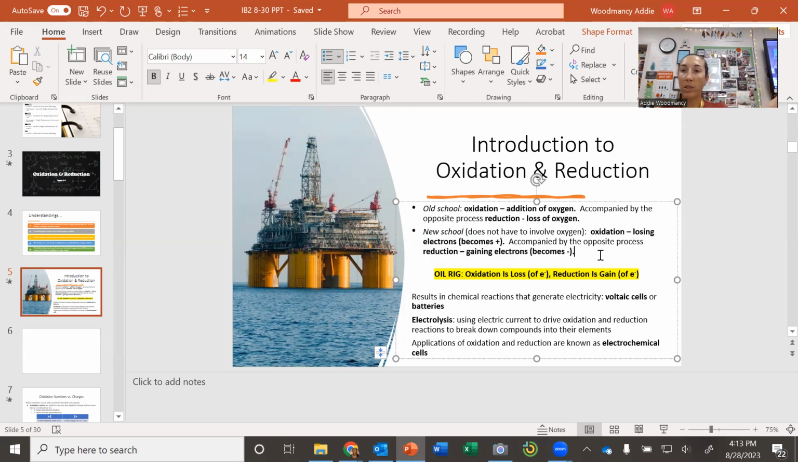So let's pause and talk about that. If something is getting reduced, what happens? It becomes less. Reduction means that it's becoming negative because it's gaining negative electrons. Something that my chemistry teacher taught me that helped me remember this process is called OIL RIG, which is why there's an oil rig over here.